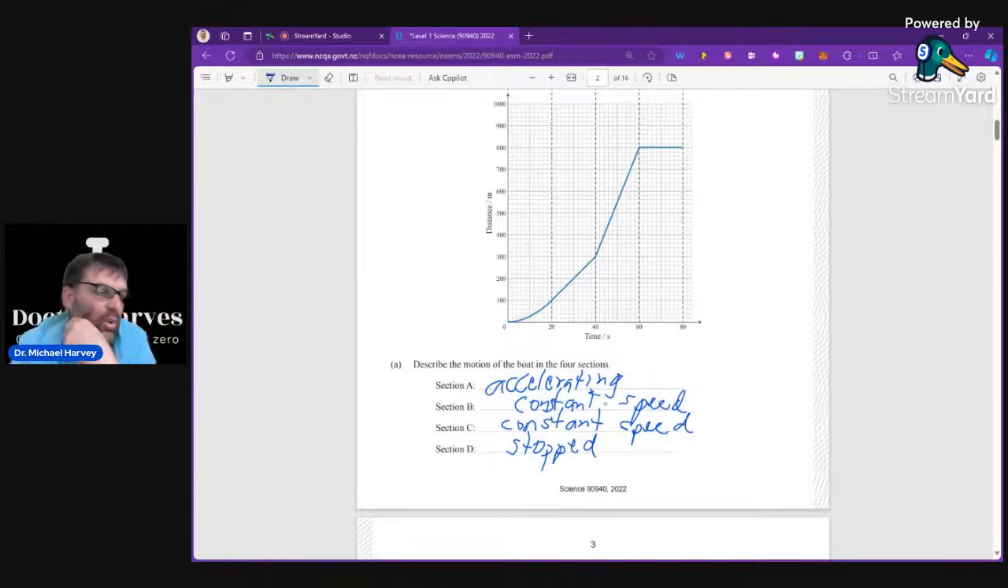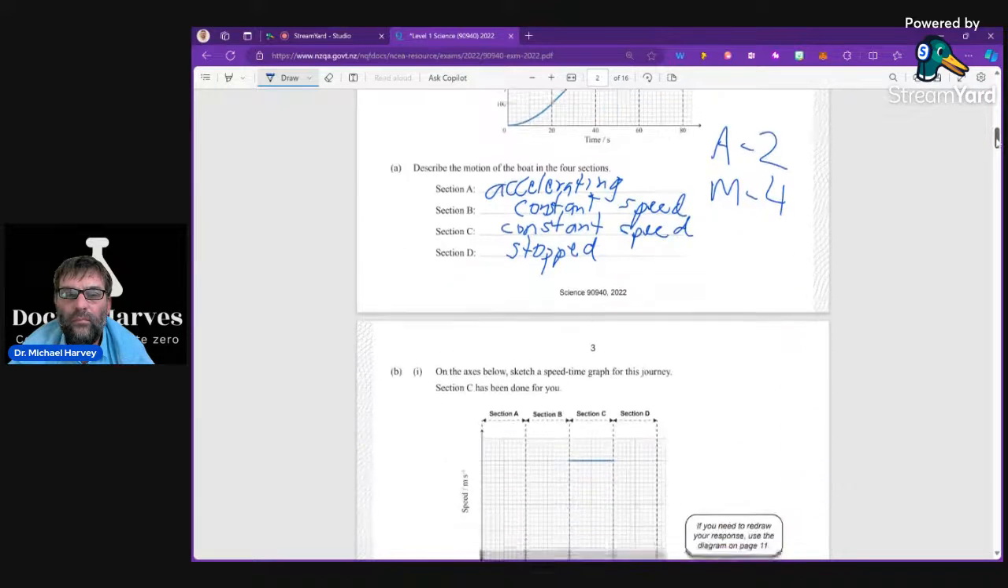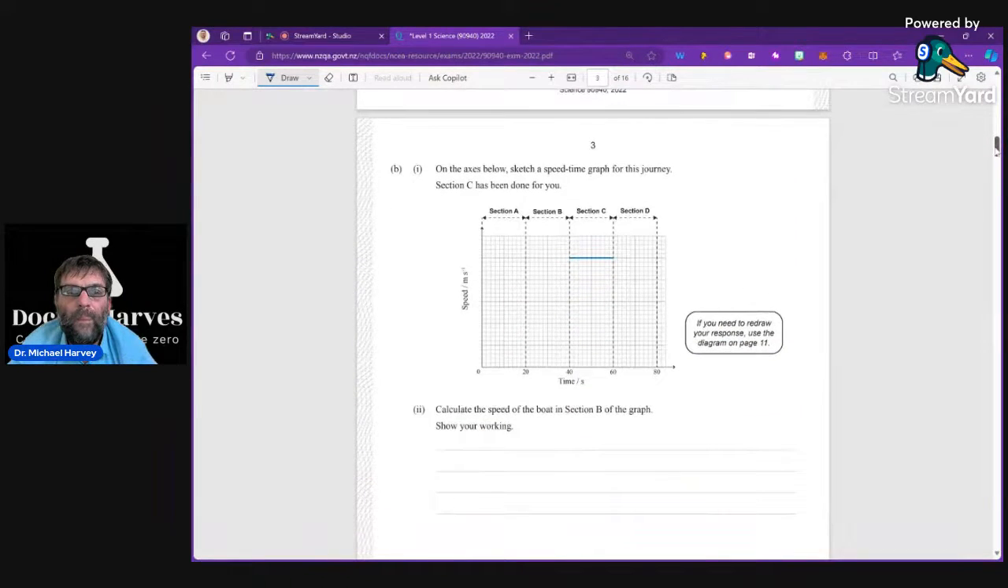For that particular question, in order to get achieved, you would have to get 2 out of the 4 correct. And then to get merit, you would have to get all 4 correct. So that gives you an example of the level required to actually get merit in that question. So that's 1A.